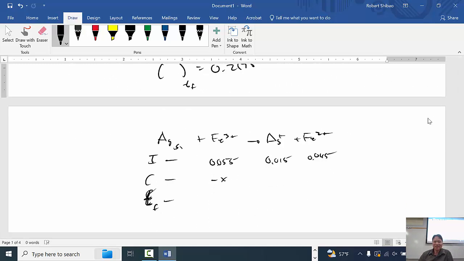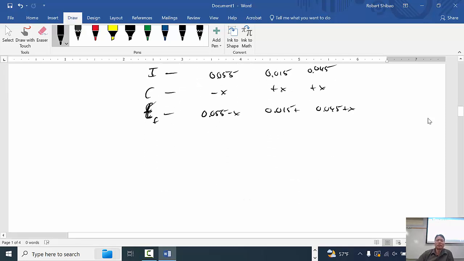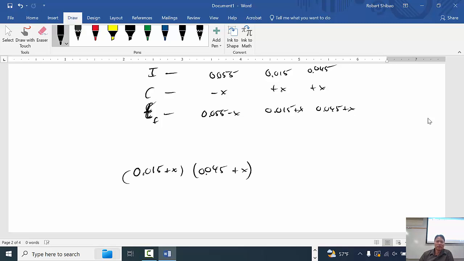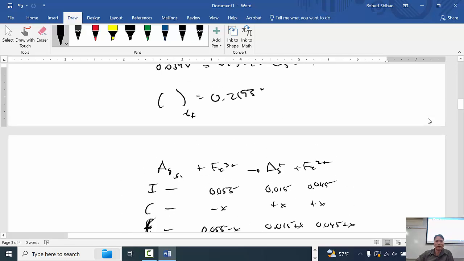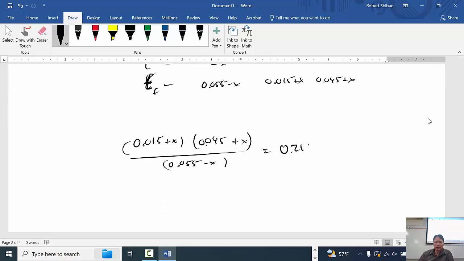This is going to be minus x, plus x, plus x. So we're going to have 0.055 minus x, 0.015 plus x, 0.045 plus x. Then we just have to figure out what x is. And so this is like an equilibrium calculation. 0.015 plus x times 0.045 plus x divided by 0.055 minus x is equal to this ratio that we just calculated, 0.2193. And then we solve for x. And once we solve for x, we can figure out what the silver ion concentration is.